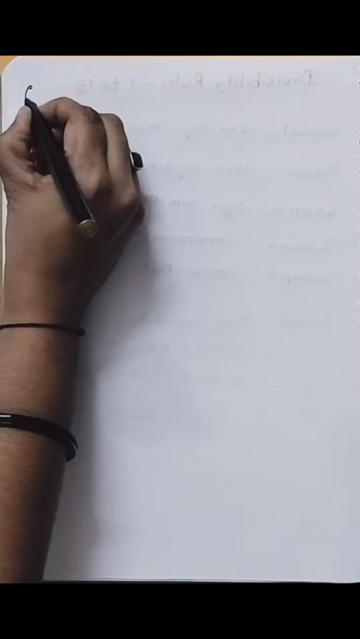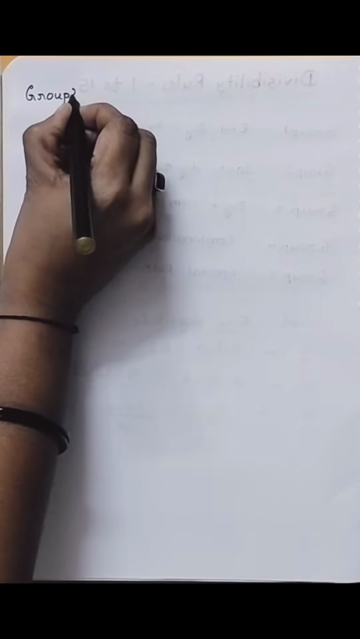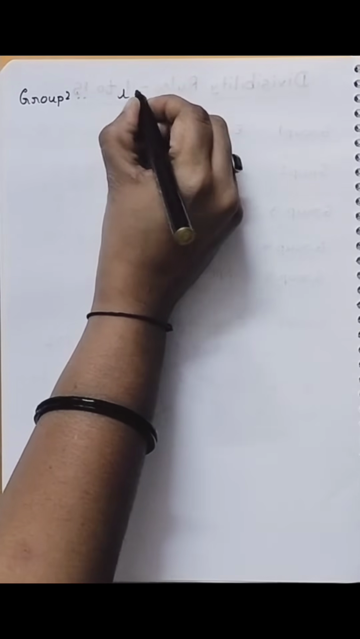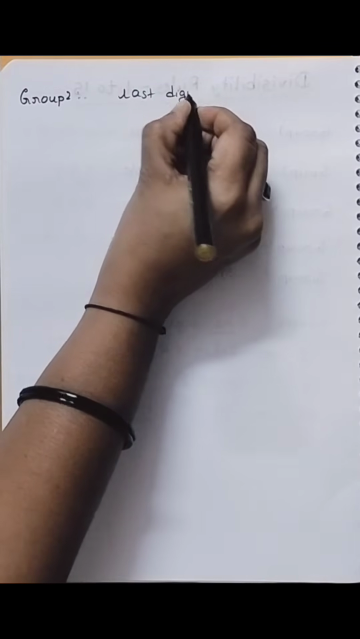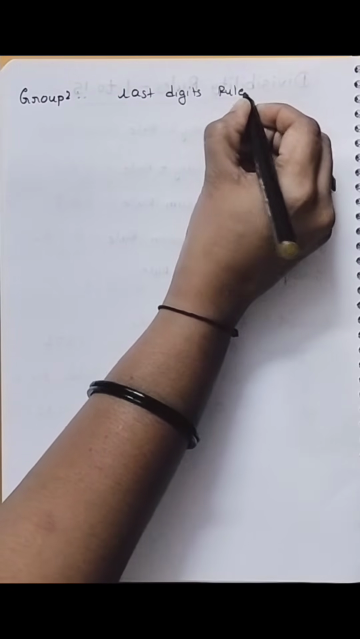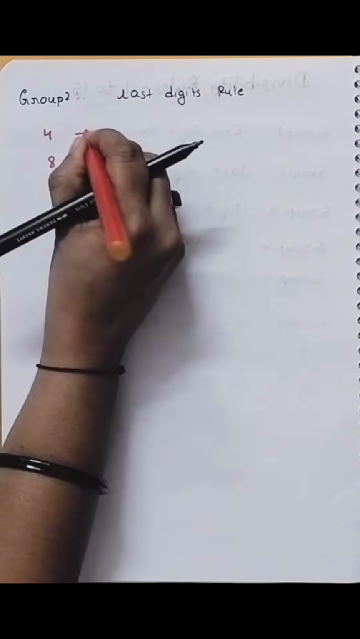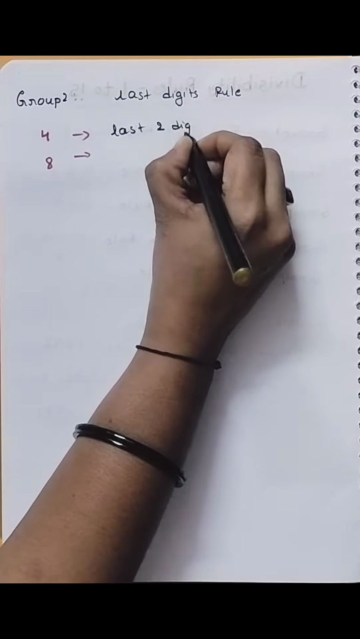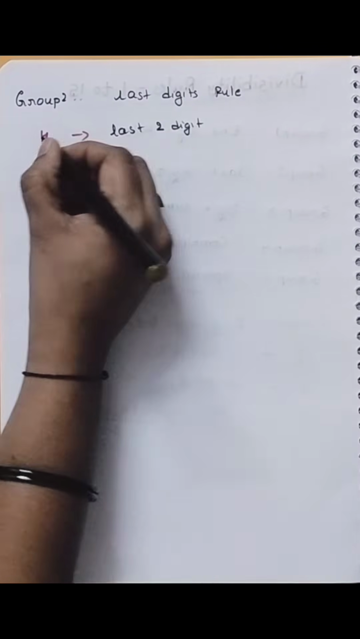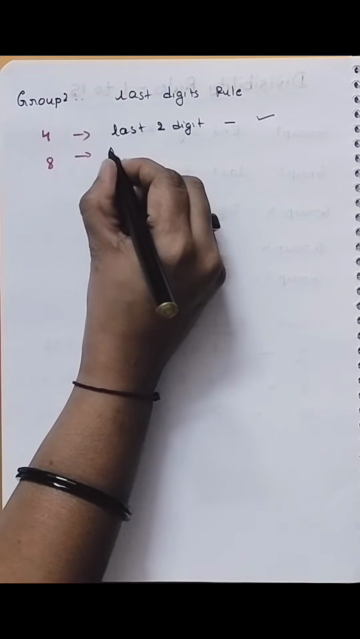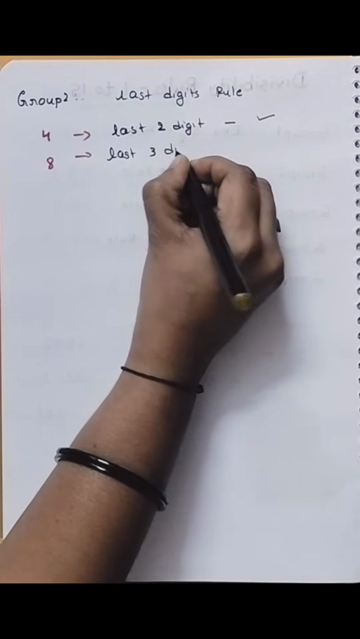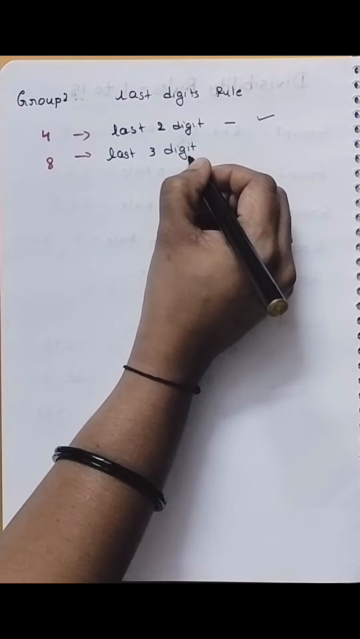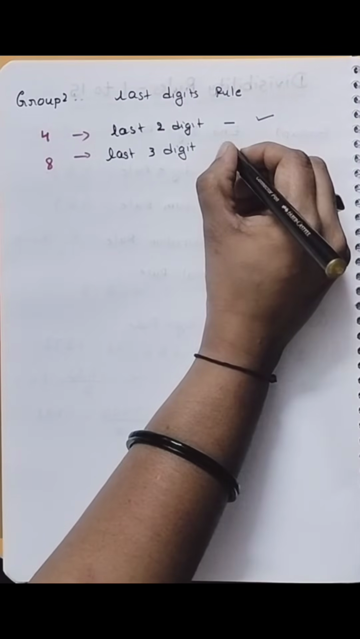The second group, that is group 2, we name it the last digits rule, right? So what do we mean by last digits rule? We'll understand now. What are the numbers that come here? The 4 and 8, right? If you check the last two digits and they go with 4, then the entire number goes with 4. Similarly for 8, you have to check the last three digits; if the last three digits go with 8, then the entire number is divisible by 8.